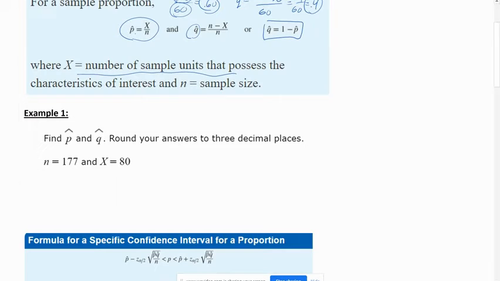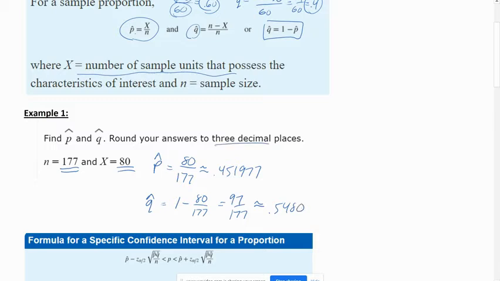Okay, so in this first example, if we have 177 people in our sample, 80 of them have the given characteristic, then p hat is just 80 divided by 177. And 80 divided by 177 is about 0.451977. q hat would be 1 minus 80 over 177, and that is 97 over 177, or about 0.5480. This says round to 3 decimal places. So for the first one, I would say that's about 0.452, and this one is about 0.548.